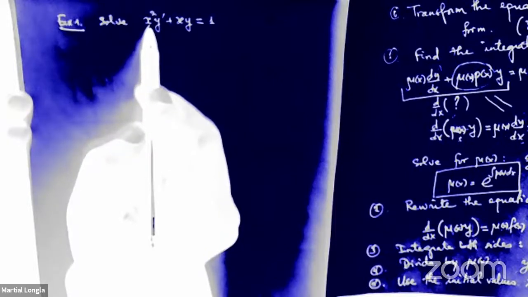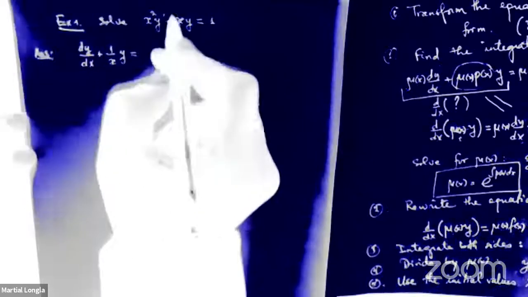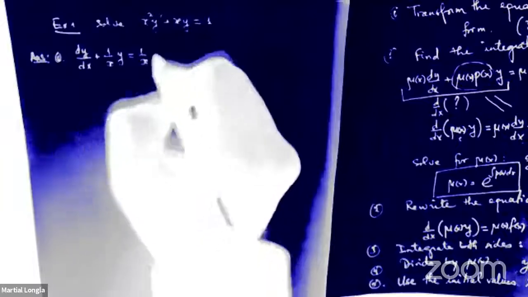Okay, so solve this problem, we say, and this one looks like the kind of problem where we need a step zero because you got this x squared here. And then we can write y prime as dy over dx, it doesn't matter. So we will have dy over dx plus x over x squared, that's 1 over x, y equals 1 over x. So that's step zero. We get that standard form.